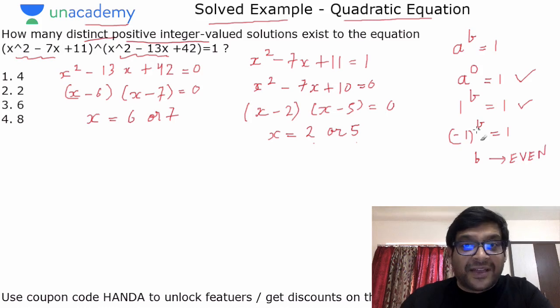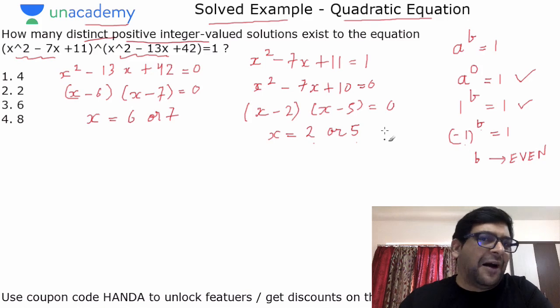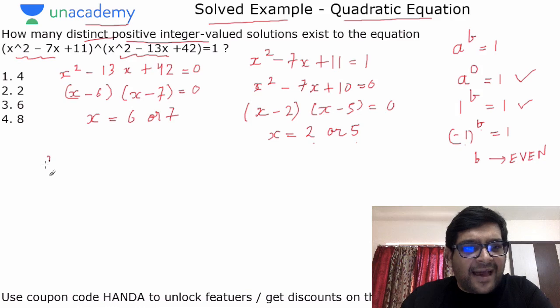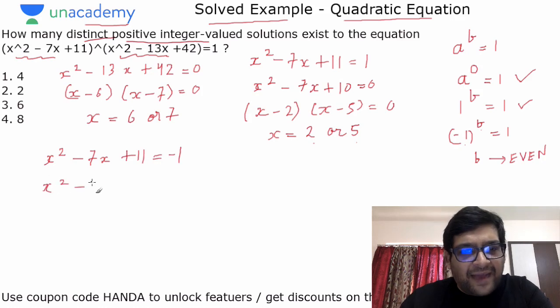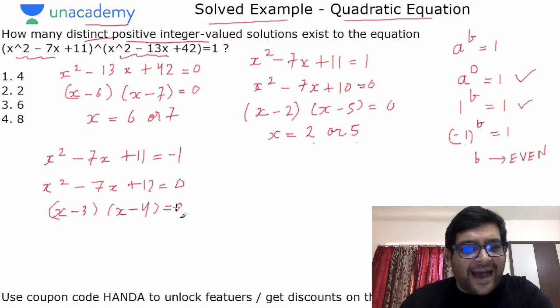So we need to take care of two things in this one. One thing is that the base should be minus 1. Second is that the power should be even. So let's do it one by one. Let us try and make the base as minus 1. So x square minus 7x plus 11, which is my base, if I make that equal to minus 1, I get x square minus 7x plus 12 equal to 0. So that gives me the factors as x minus 3 into x minus 4 equal to 0. So I get the value of x as 3 or 4.